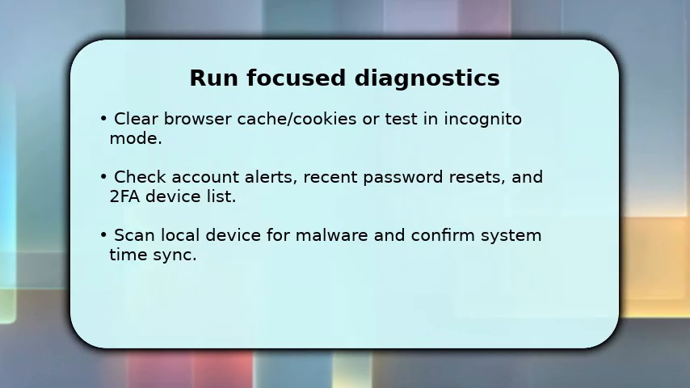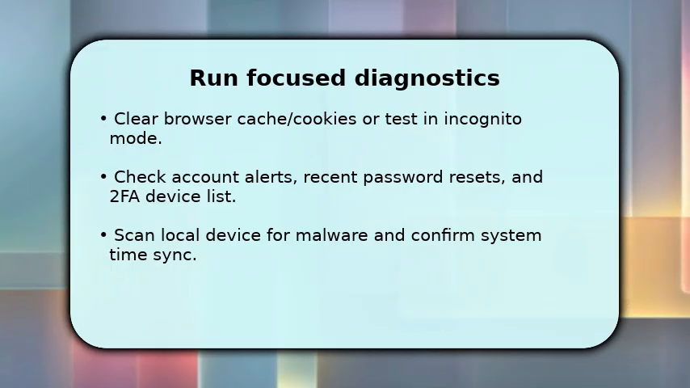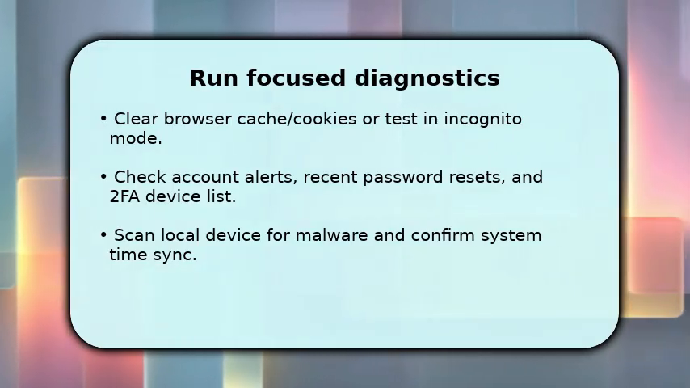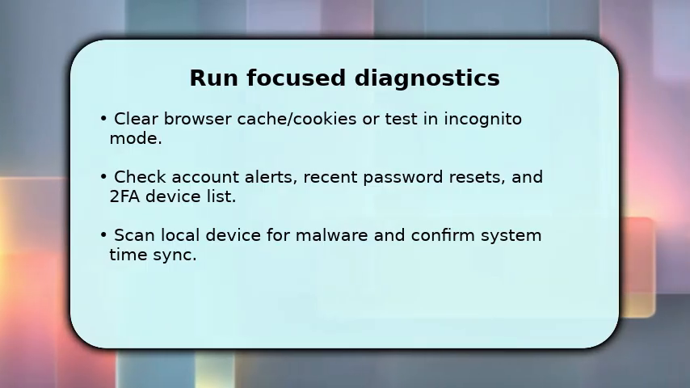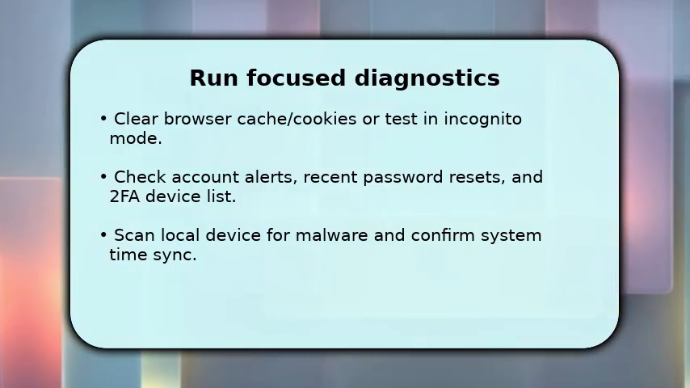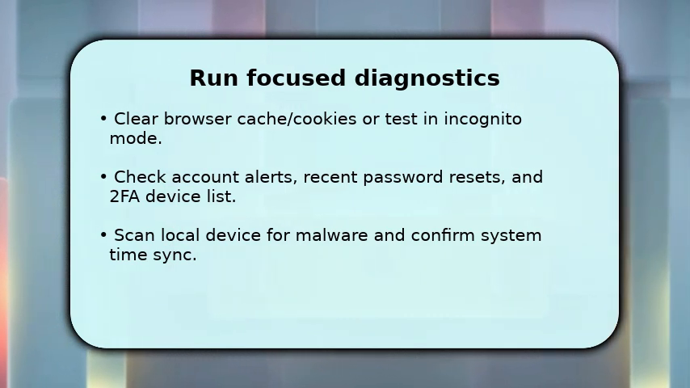Next, inspect account security. Review recent password changes, active sessions, and two-factor devices. Revoke unfamiliar sessions. Then scan your machine for malware and confirm the system clock is accurate. Time drift often breaks secure tokens. If an automated system flagged you, these steps reveal misconfigurations or compromise.